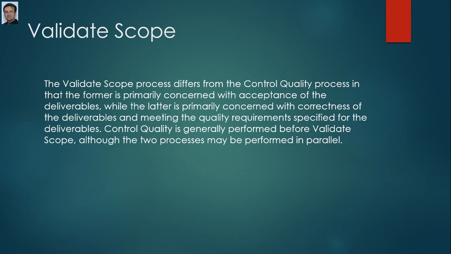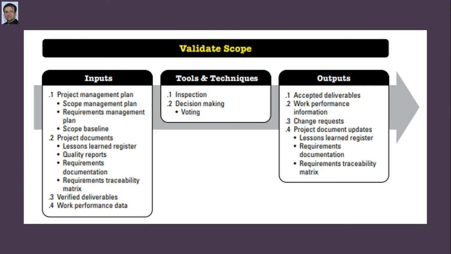In validate scope, we get formal approval from the customer or the project sponsor. In quality control, we correlate our deliverable with the requirements. So quality control is generally performed before validate scope, although the two processes may be performed in parallel, or a project manager can combine these processes as well. The only tool and technique in validate scope is inspection.